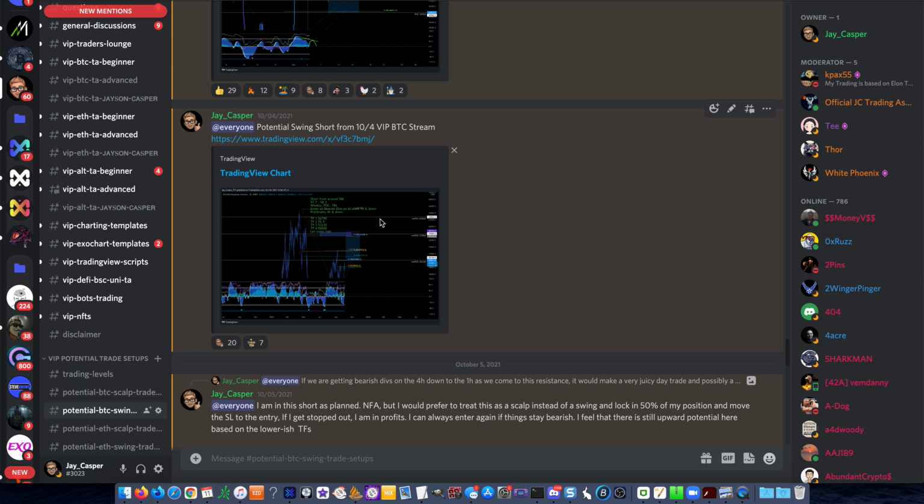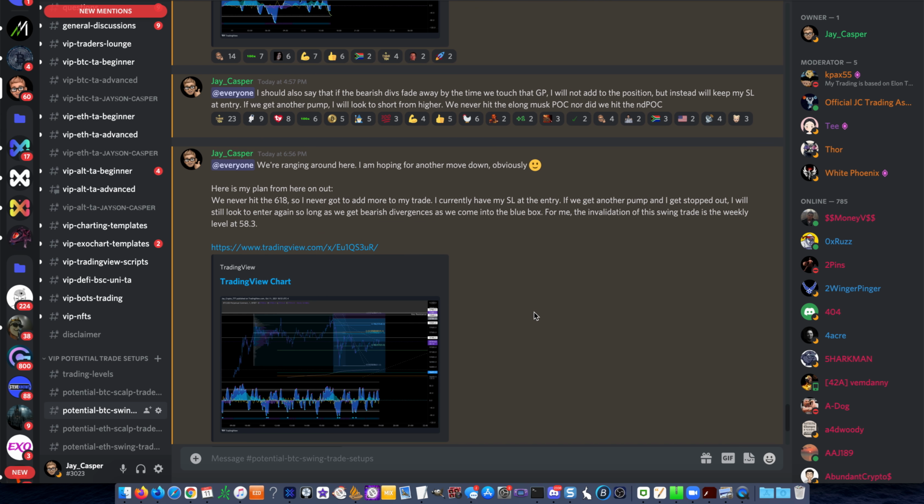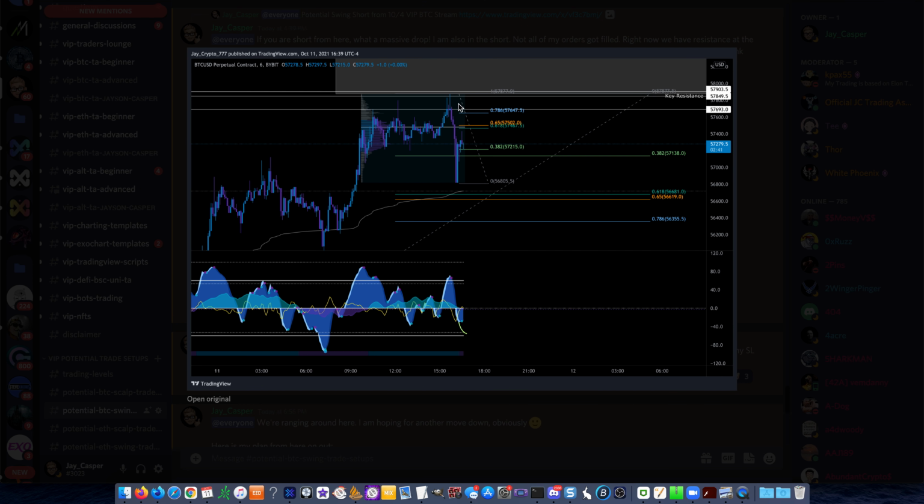Now, this was the trade setup that I gave on October 4th, and then earlier today, that trade setup did get hit. You can see that we rejected from the box. I had a limit short order that got hit right here. I was hoping to have more orders hit, but only one of them actually got triggered.